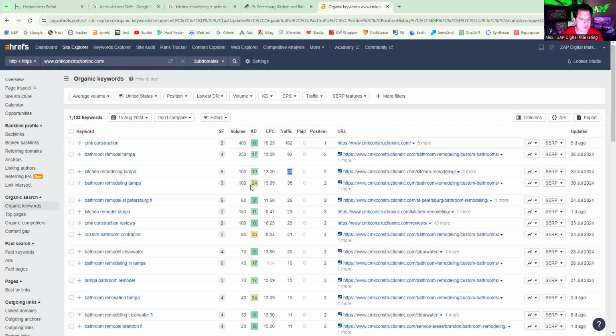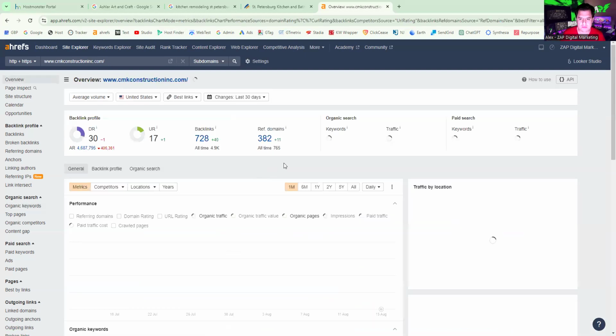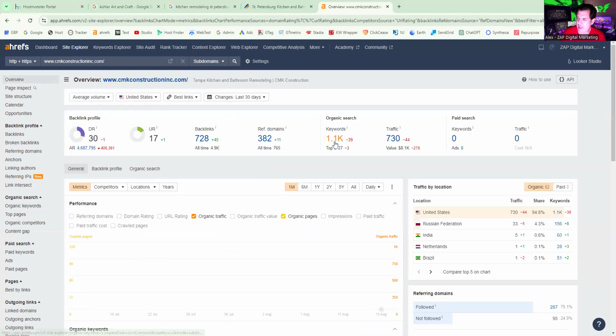There are a lot of people searching for specific services in your area and the area surrounding. And this may be your main competitor, if you will. Overall, they're being found for 1,100 keywords and they have over 728 backlinks. Yeah, they know what they're doing.